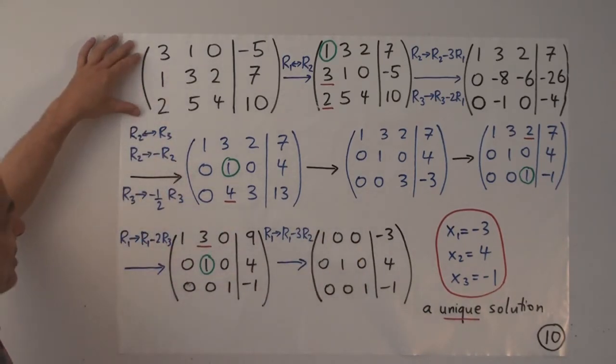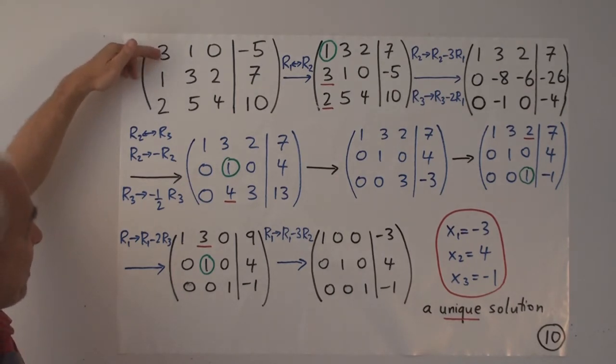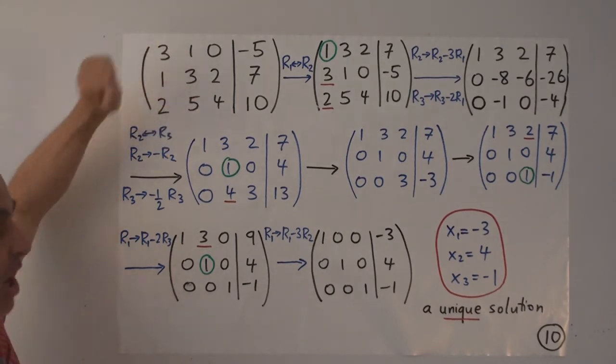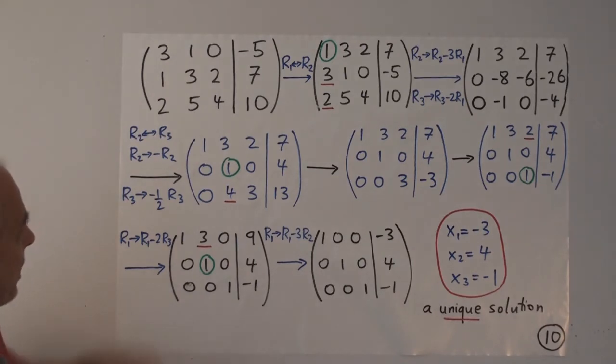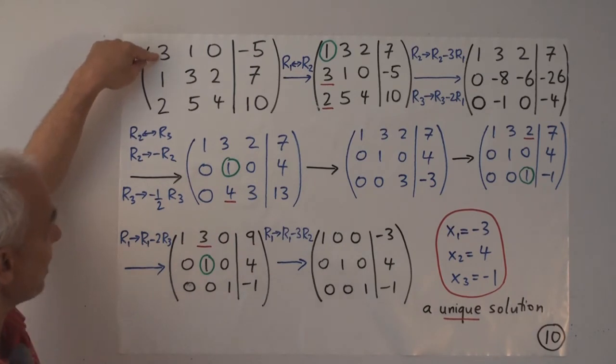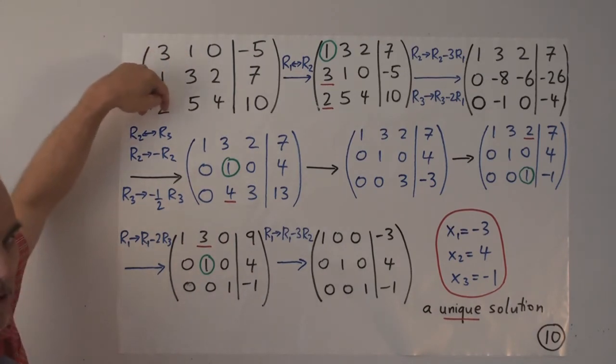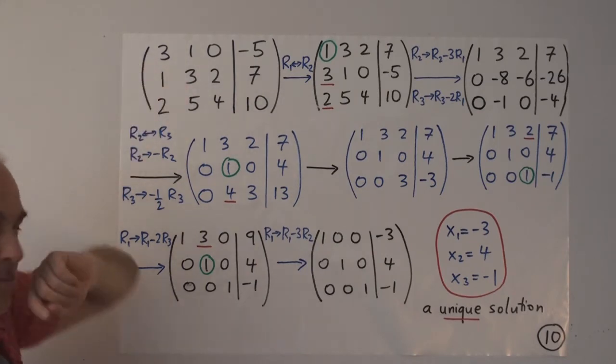So we start with the matrix, and our first job is to eliminate everything below the top leading entry. Now the top leading entry here is 3, and that would require me to take 1/3 of this row and subtract it, or multiples of it, from these other rows, and I'm a little bit lazy.